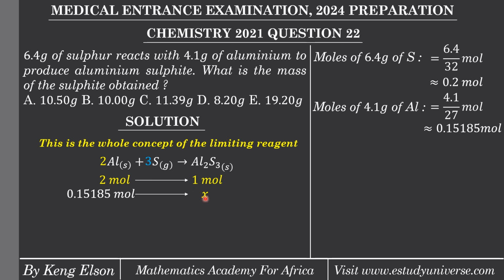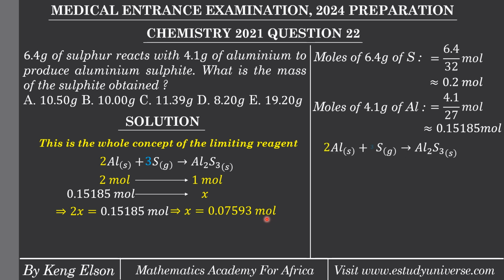So if we use the proportion and we cross multiply, we have 2x equal to 0.15185 times 1, which will give us 0.15185. Now to get x, we divide both sides by 2 and we get that the number of moles of aluminium sulfide with respect to aluminium, that is when using 4.1 gram of aluminium, is 0.07593 moles approximately.